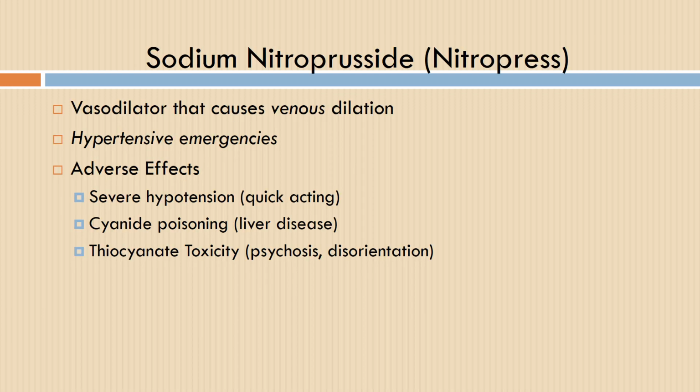Sodium nitroprusside, or Nitropress, is a vasodilator that targets the veins. It is used in hypertensive crisis when blood pressures exceed 180 over 120. Hypertensive crisis could occur as a result of poorly controlled hypertension, abrupt stoppage of antihypertensives, or in certain disease states. The client will need constant monitoring while on this med. It works within minutes when given IV.